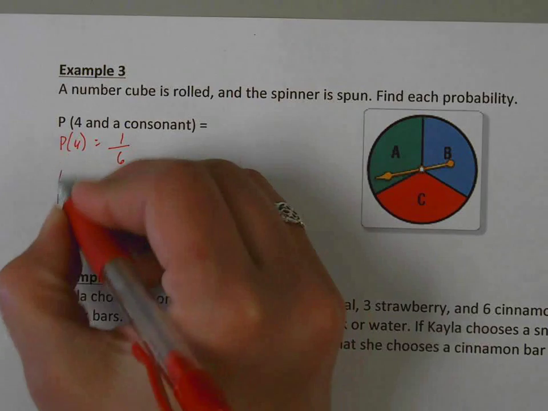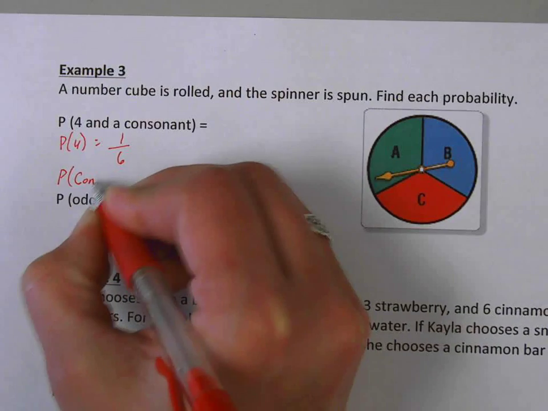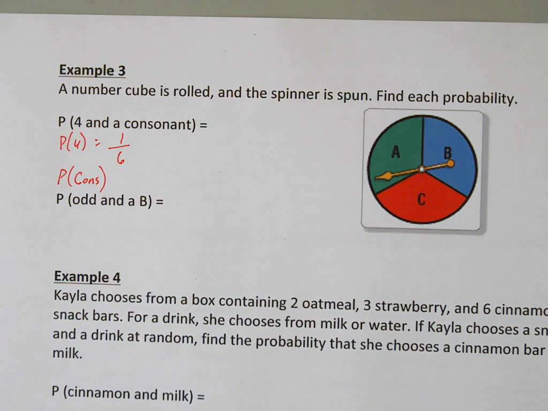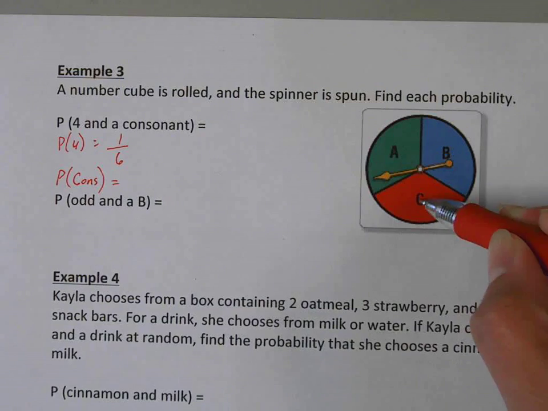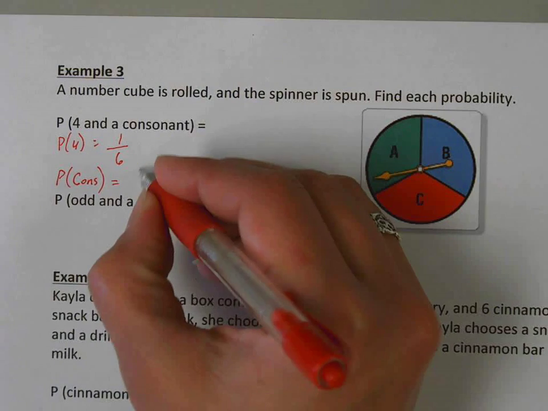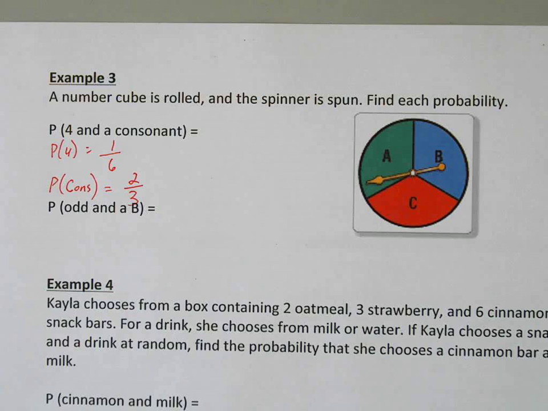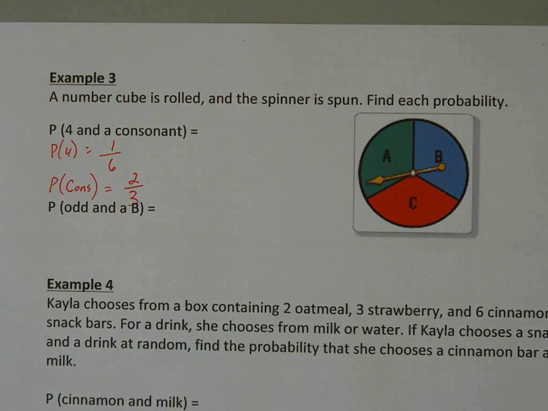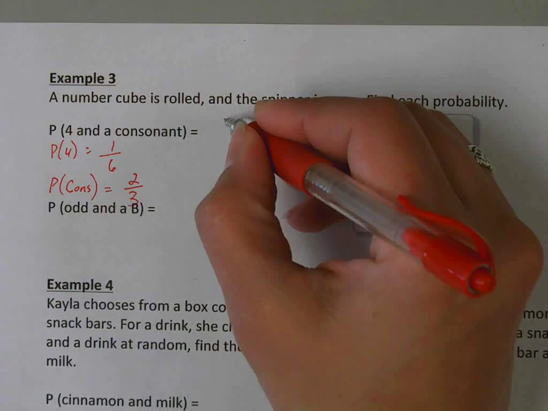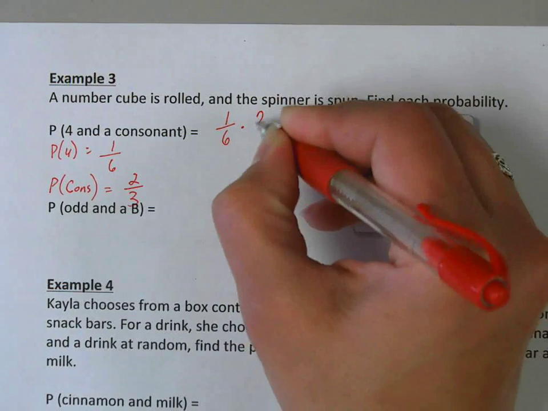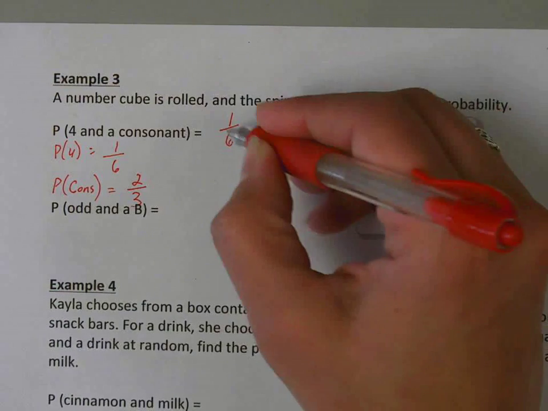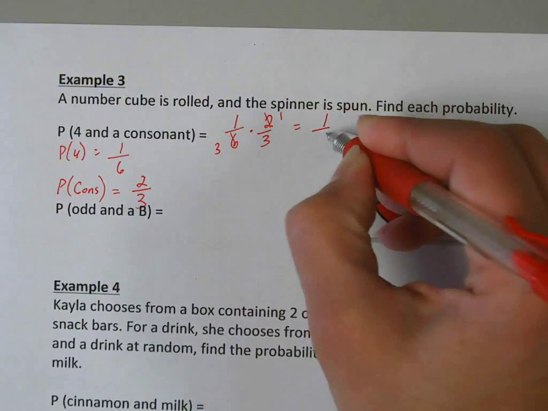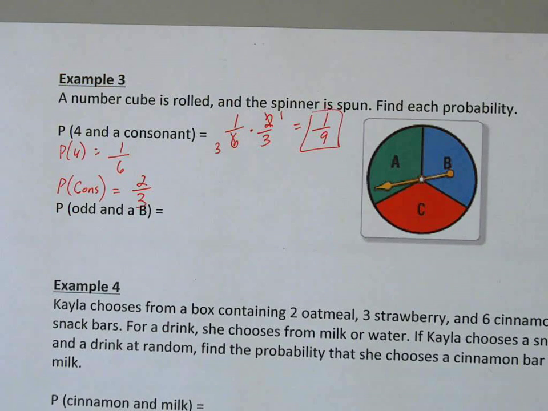The probability of a consonant, and I'm just going to put CONS, the probability of spinning a consonant is 2 out of 3, 2/3. So the probability of a 4 and a consonant, remember I'm going to multiply 1/6 times 2/3. And remember, when you're multiplying fractions, you can cross-reduce. And I get 1/9. I have a 1 in 9 chance of rolling a 4 and spinning a consonant.